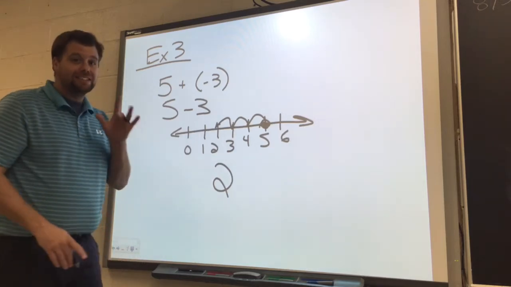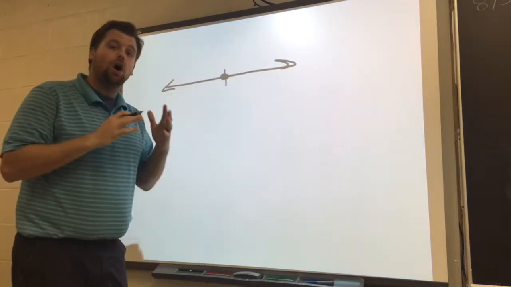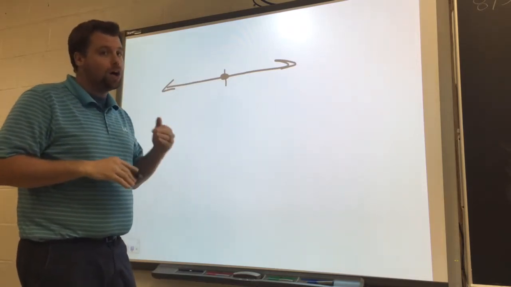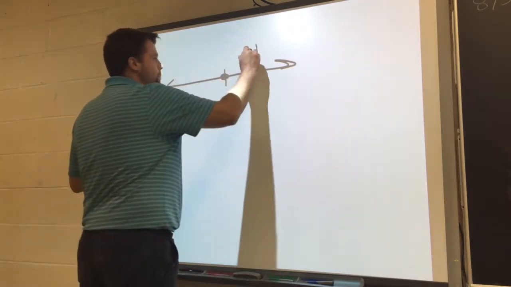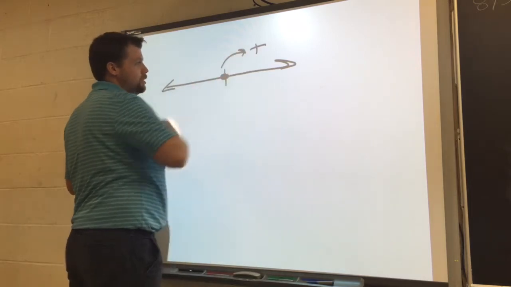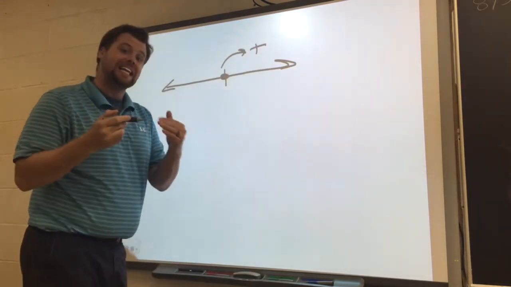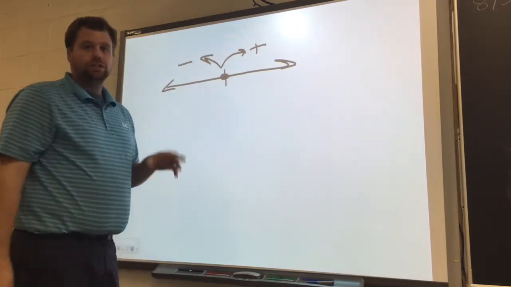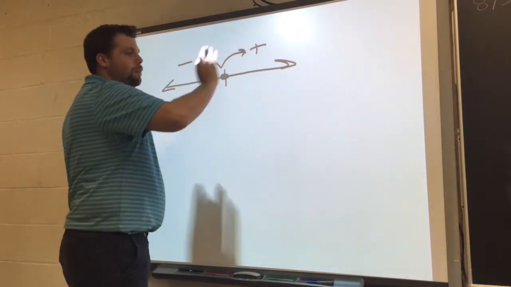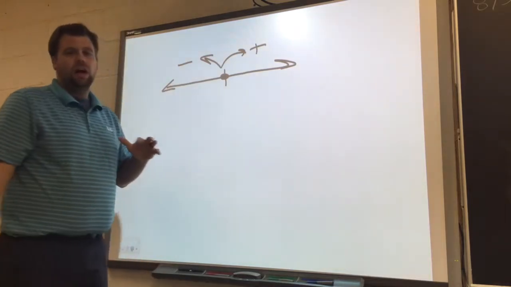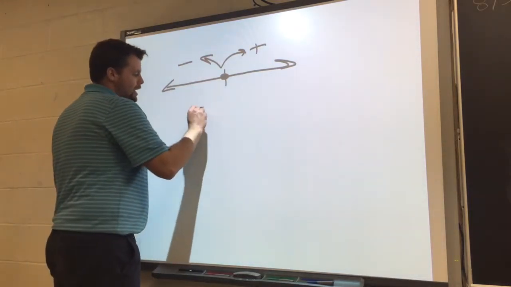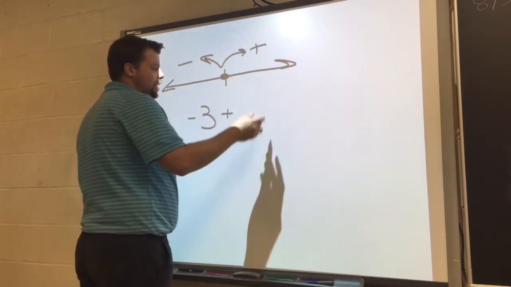The main idea is this right here. When you are on the number line, whatever number you may be at, if you are adding a positive number to that, you're going to move in the positive direction. If you are adding a negative number to that, you would move in the negative direction. So the biggest thing to understand is to move in the positive or the negative.